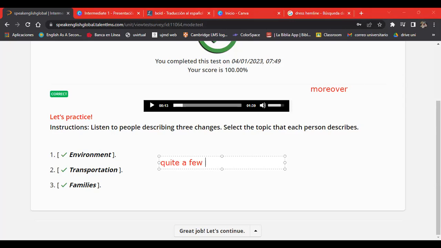Okay. Quite es como decir un par. Quite a few significaría eso, un par, unos cuantos. You're talking about quantity. Okay. Any other?